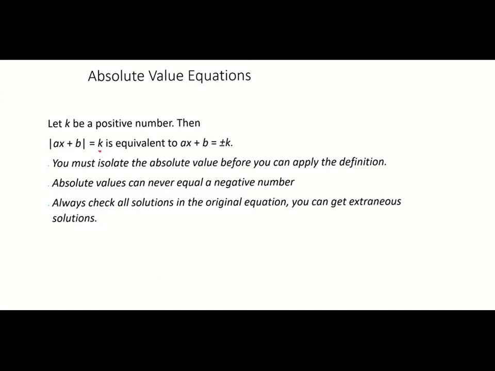When you solve, there's a couple steps that you have to do. You must isolate the absolute value before you can apply the definition. So before you can split it, you have to isolate your absolute value. So if there's anything outside the absolute value symbols, either added or subtracted or multiplied to it, you have to move those to the other side first. Absolute values can never equal a negative number. So again, you can't have that negative number. They can't be equal to a negative number or the answer is no solution. And you always want to check your solutions in the original equation because sometimes you can get extraneous solutions, which means solutions that you get when you solve it, but don't actually work within the absolute value symbols.